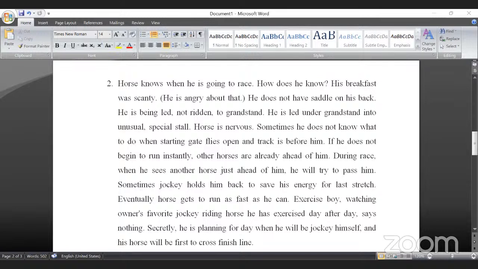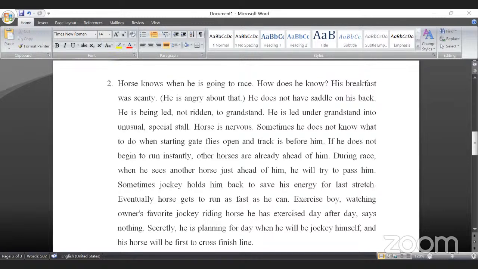So the jockey holds him back to save his energy for the last stretch. Again, why? Because this is a superlative form of adjective, right? The last, unique. When you say last, then it has to have some unique feature to it. So the last stretch. Okay. Next, eventually, horse gets to run as fast as he can. The horse.